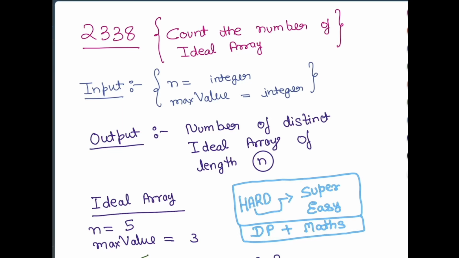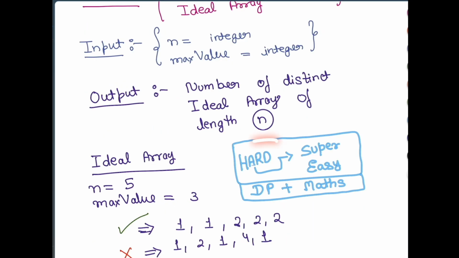In this video, we are going to solve the Leetcode problem of the day, and the problem is count the number of ideal arrays. The problem category is hard level, but I would say once you know the maths behind this problem and once you understand the dynamic programming solution, this is going to be super easy to understand as well as code. Both of these are going to be covered in this video.